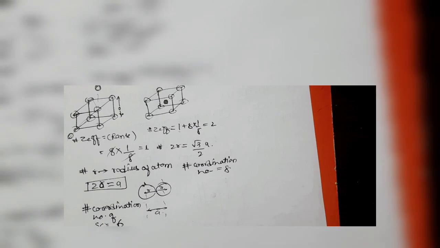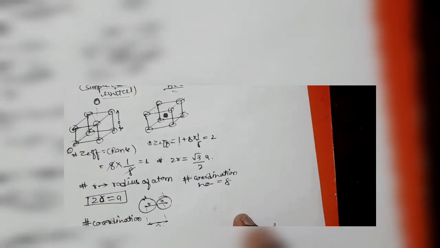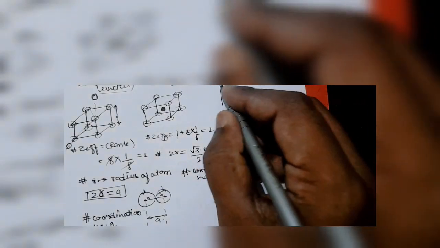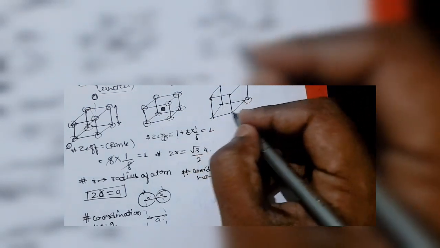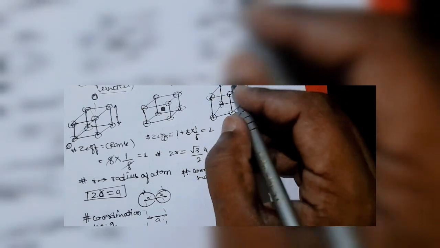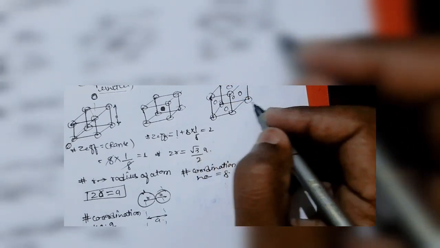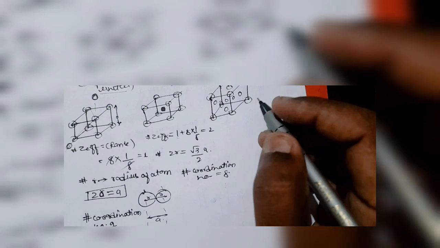Okay, similarly we move forward and learn about FCC. In the FCC unit cell, firstly we draw the cube. In FCC, the atoms are present not only at the corners of the cube, but also at the face centers, that is the centers of the faces.